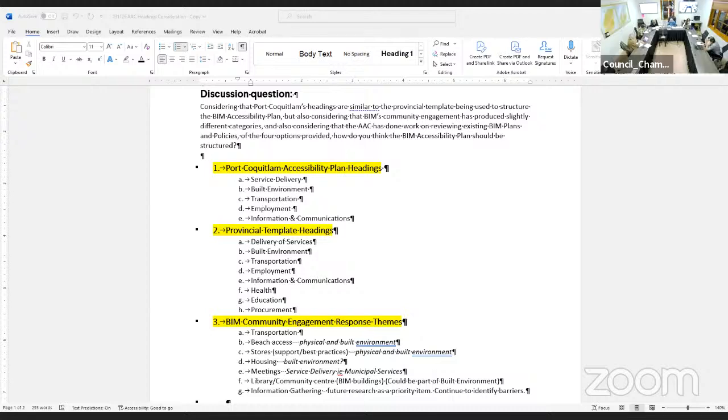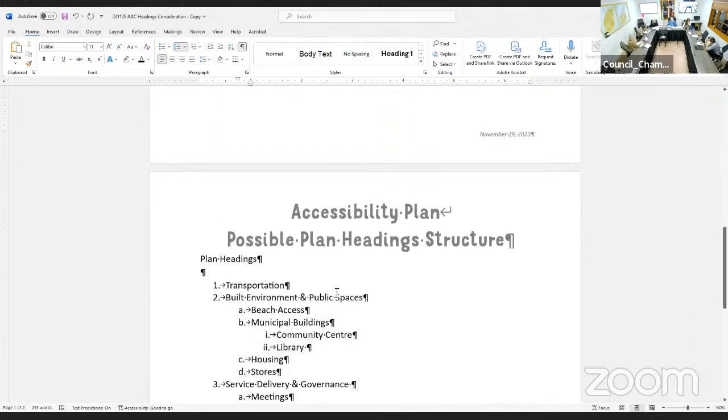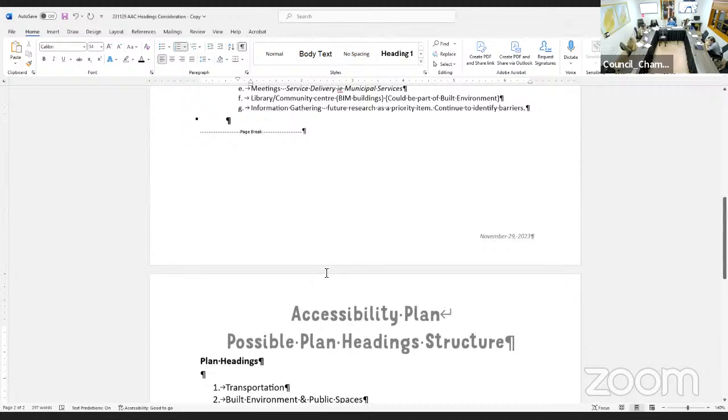I think information and communications also covers technology. Yes, so I think this thing about environment, technology, behavior is going to be a recurring theme. I don't know if we can get to the details later. So we have transportation, built environment, service delivery, information and communication. Let's go back to the Bowen Island commentaries and see what else we need to put somewhere from our survey.